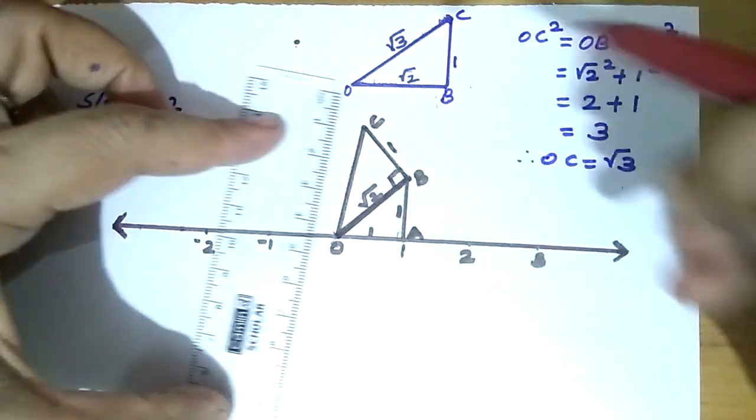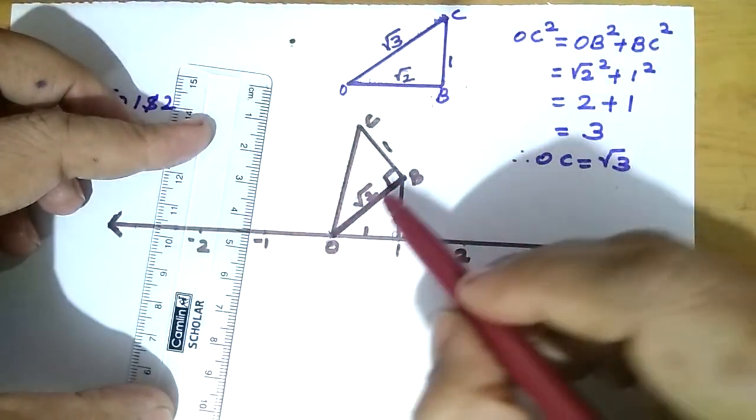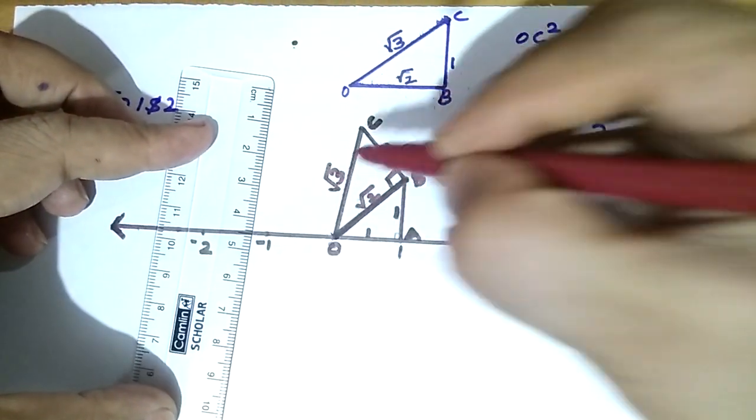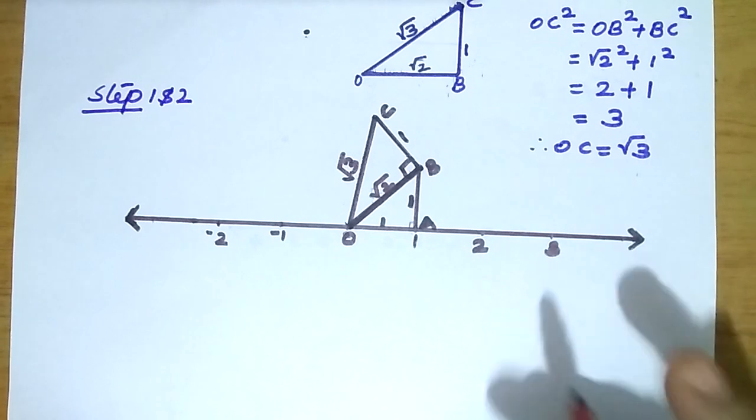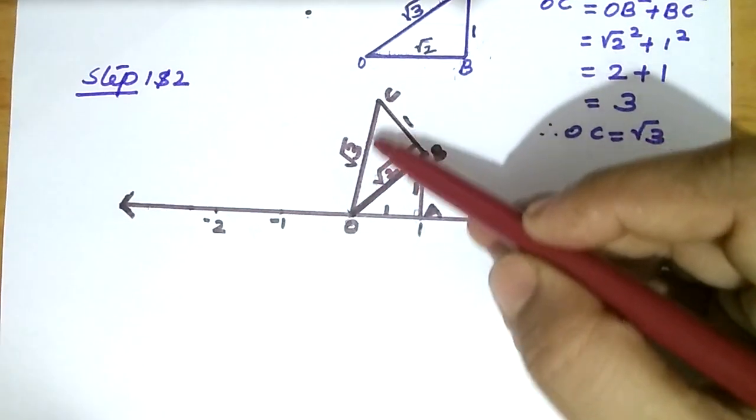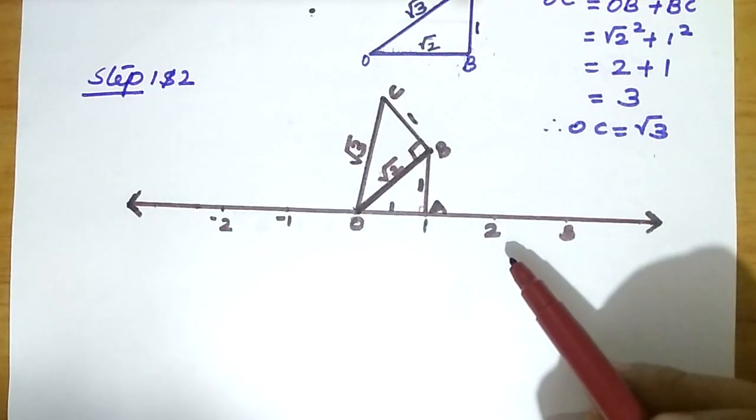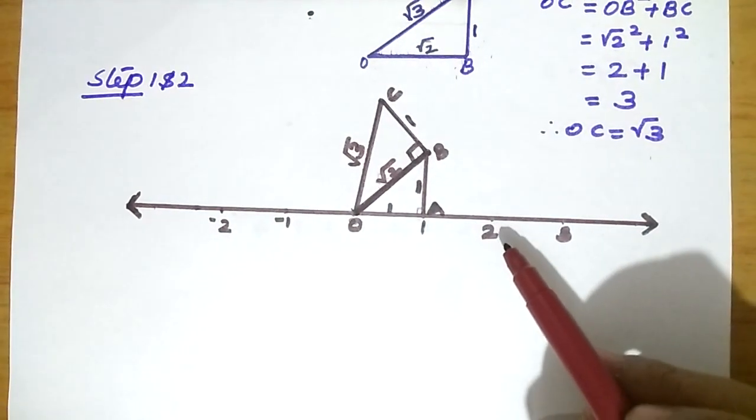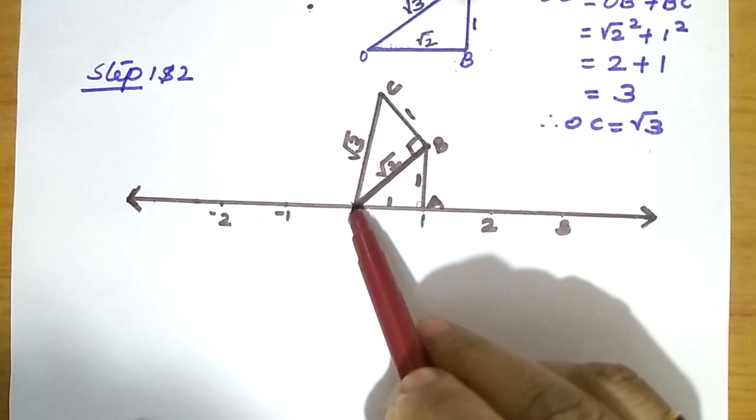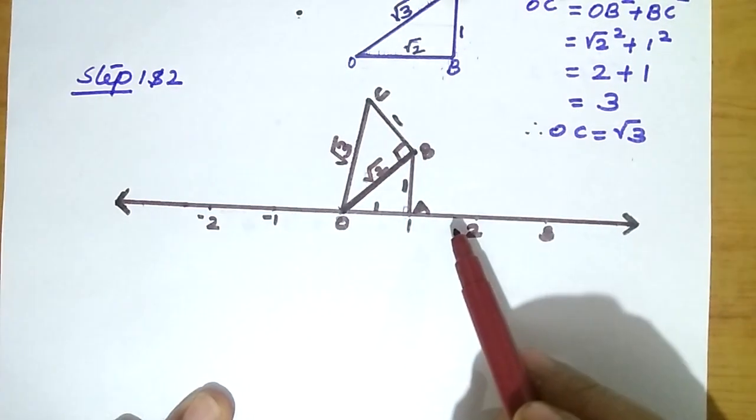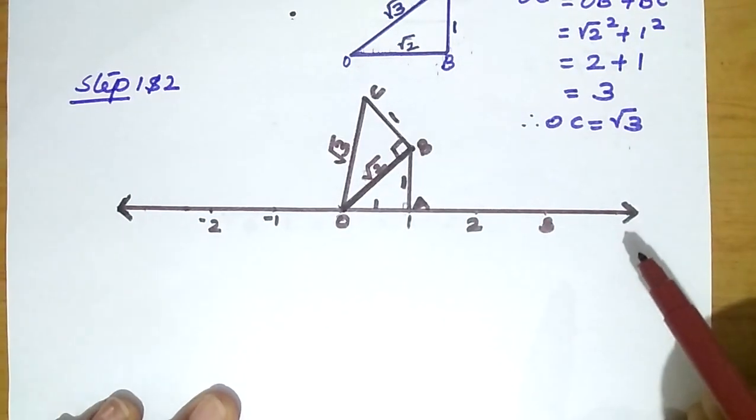Join OC. You got the idea how OC is root 3 now. So root 2 square plus 1 square, your hypotenuse will be root 3. Now we got the length of root 3, that is OC. This OC should be represented on the number line. If you understood the step for root 2, then we can complete this also. With O as the center and OC as the radius, we have to draw a semicircle. That will show the next step.